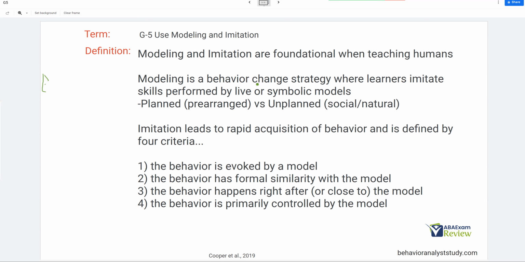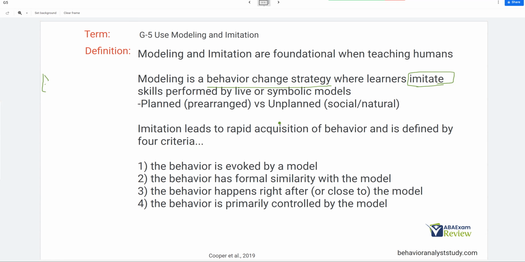Now, modeling is a specific behavior change strategy. That's important. It's a strategy, right? It's not just this idea. It is a specific strategy where learners imitate skills performed by live or symbolic models. Notice, imitation is a key part of modeling. Without the imitation part, you aren't really modeling. You might be engaged in what you would consider acting as a model, but unless someone is imitating you, then who are you modeling for?